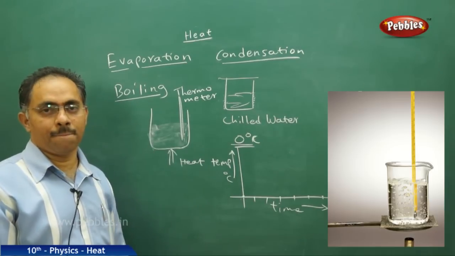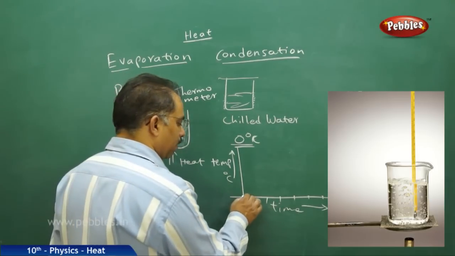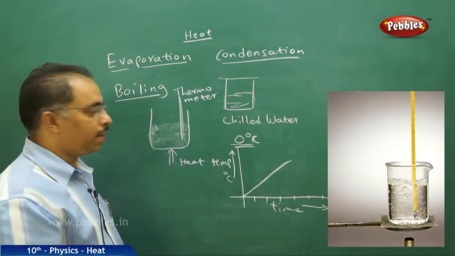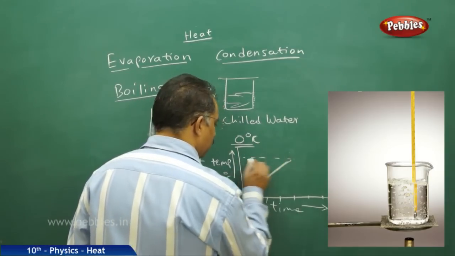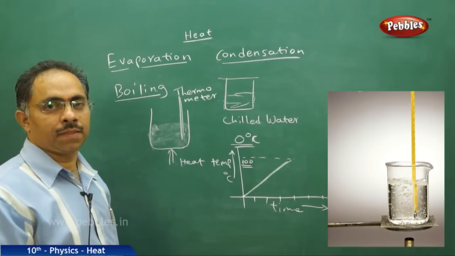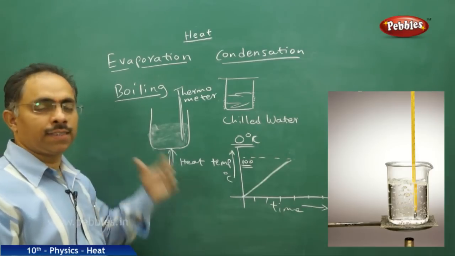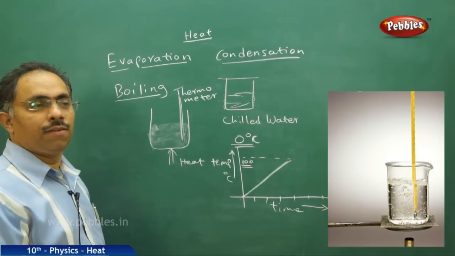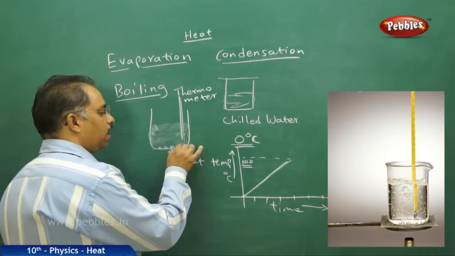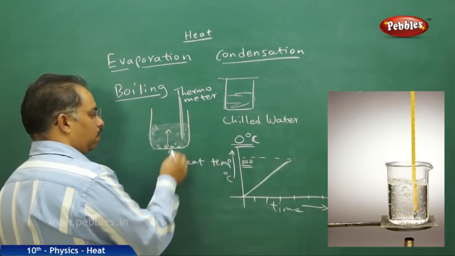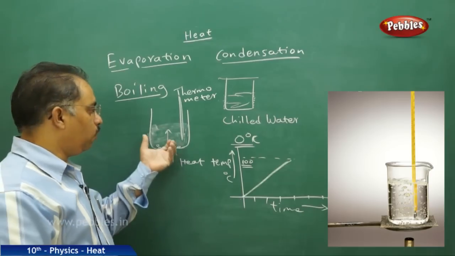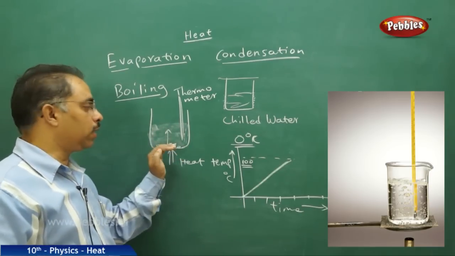Further you start heating, then the temperature will gradually increase till it attains a temperature of 100 degrees Celsius. It will continuously heat; the temperature is increasing. Further you heat, you will observe that bubbles are formed from the bottom and they push up, where the water is getting converted from water to water vapor.